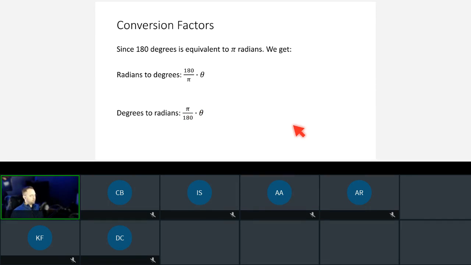I would probably write this down if you think you might forget. We also could have used 360 divided by 2 pi and 2 pi over 360, because that's the conversion, right? It's 360 degrees and 2 pi radians and vice versa. But this is just reduced. Hopefully that clarifies it.